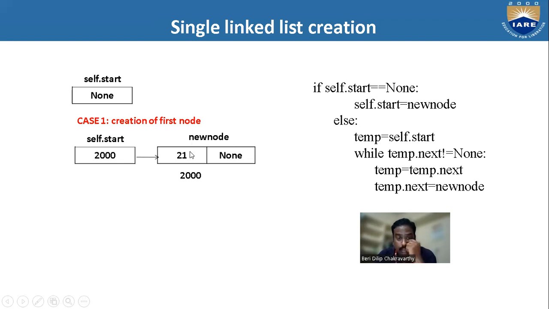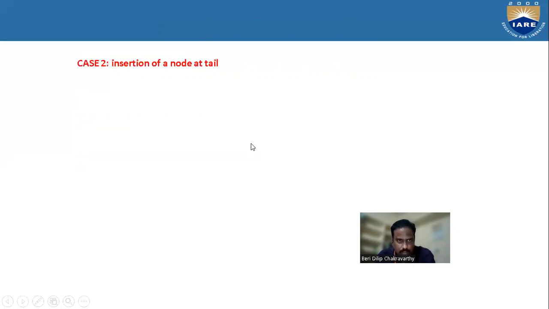So I need to give the address of this somewhere, like here. I'm taking it as a start or a head. We'll say it as the head node, or start node. In this way, I'm going to create my first node.